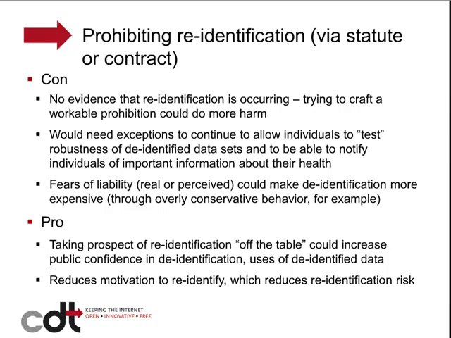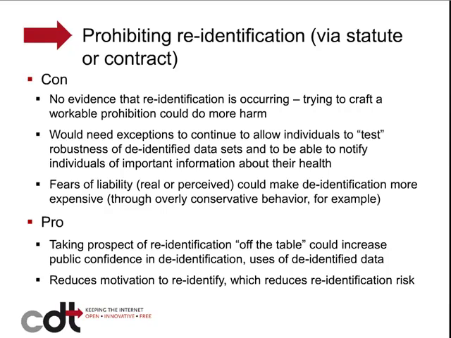On the pro side, we still think that some sort of re-identification control or prohibition is worth pursuing, notwithstanding some of the cons. We are still at the phase where we think that they are manageable or can be dealt with. Taking the prospect of re-identification really off the table could increase public confidence in de-identification and uses of de-identified data. It arguably reduces the motivation to re-identify to the extent that it is out there, which then reduces re-identification risk. So we find ourselves still on the pro side of this question, but admit that it's a little bit thornier of an issue than we initially thought.